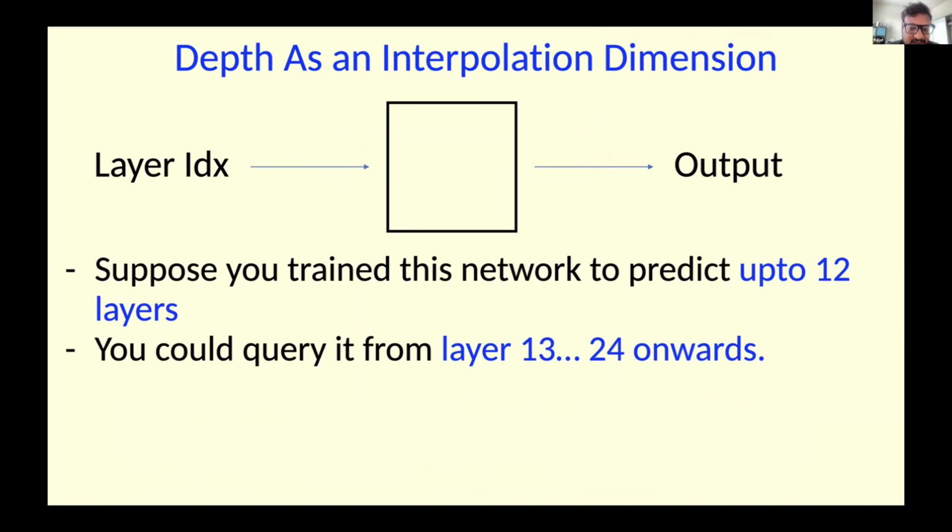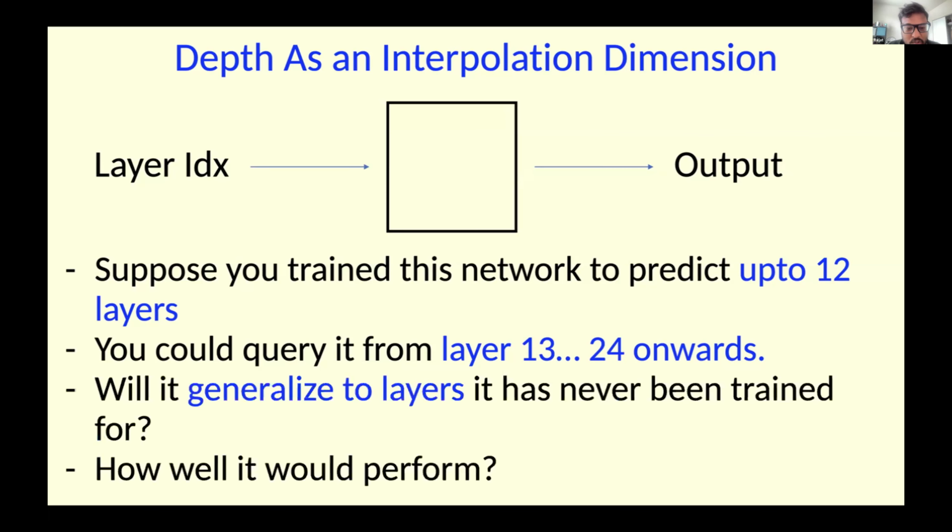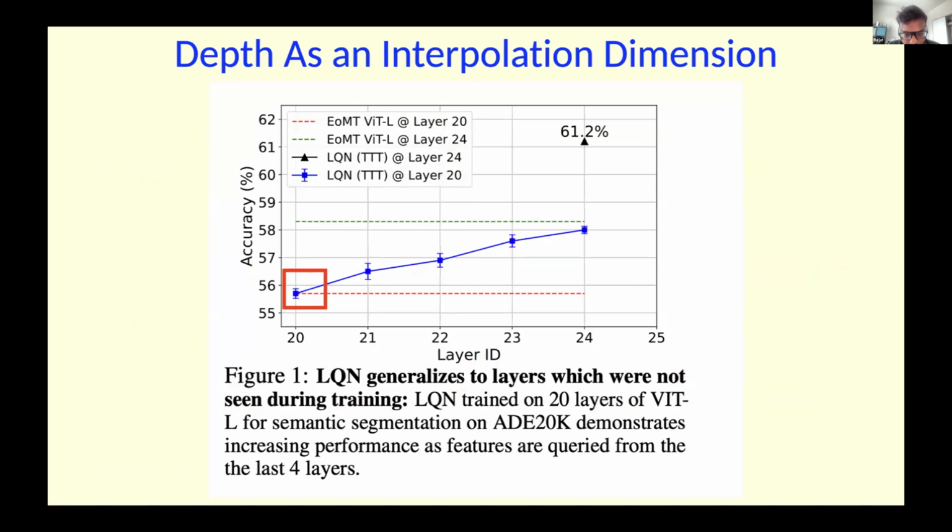Because if it does that, it directly means that you can train a network and then query it maybe with a layer of 10,000 and get better performance even if you didn't train it. So that would be pretty cool, right? So how well would it perform? This was an experiment we did.